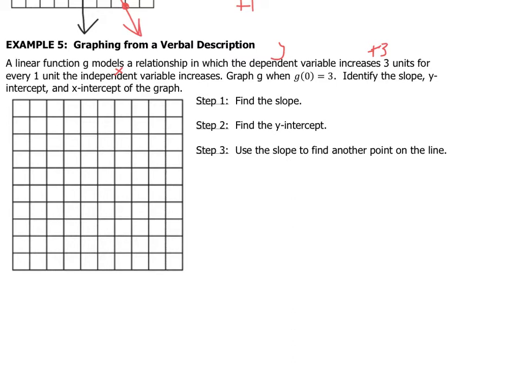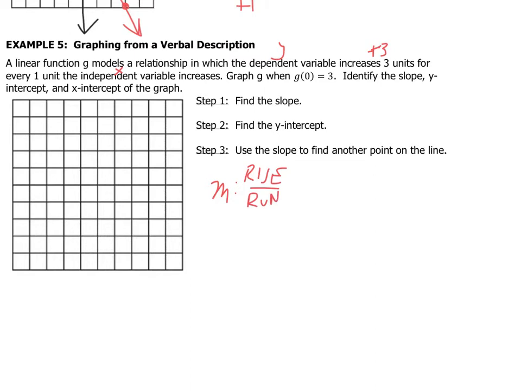Graph the function g when g of 0 equals 3. And that's something we'll talk about in 1 second. So identify the slope, the y-intercept, and the x-intercept of the graph. So first, let's talk about the slope. A rise over a run.